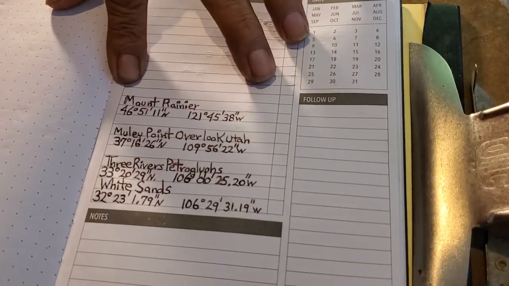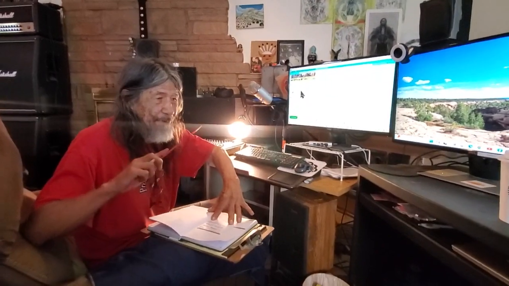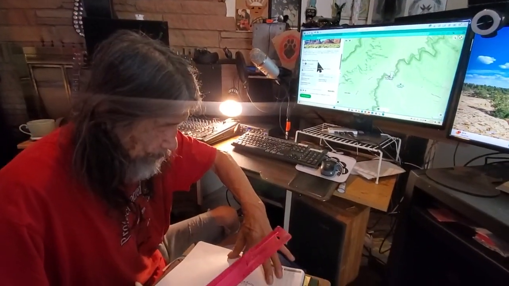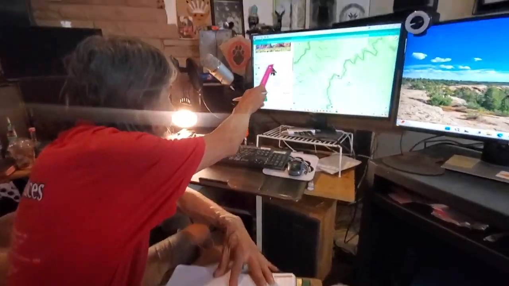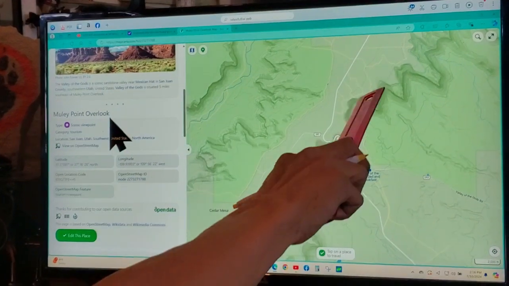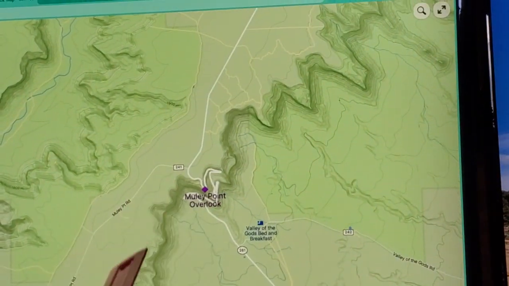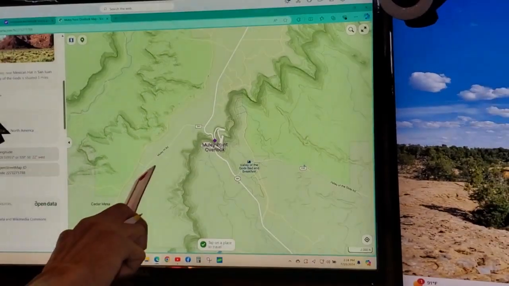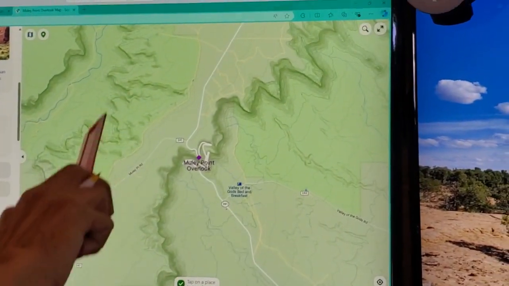Okay, everybody, this is a little bit of an example of how I go about doing my global mapping. You always hear me talking about it, but you never really got to see how I do it. Well, I'm going to map out Muley Point Overlook, Utah. This is the area where the megalithic blocks as big as Baalbek are located all along this edge here. There are hundreds of 100-ton, 120-ton blocks throughout this entire area.